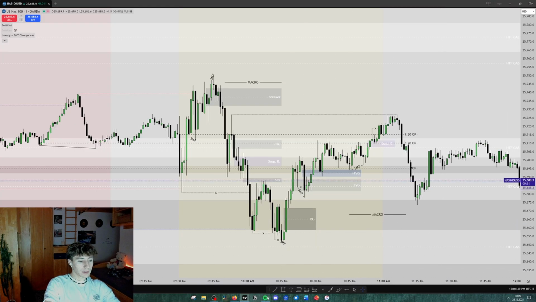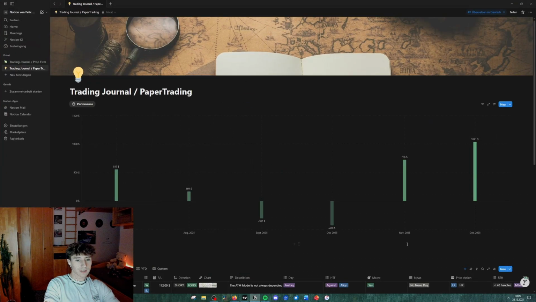And also maybe just a quick look at my Notion chart. So it's amazing to see. December, I made 1,041 US dollars, so on my paper trading account, and that's definitely a lot for me.